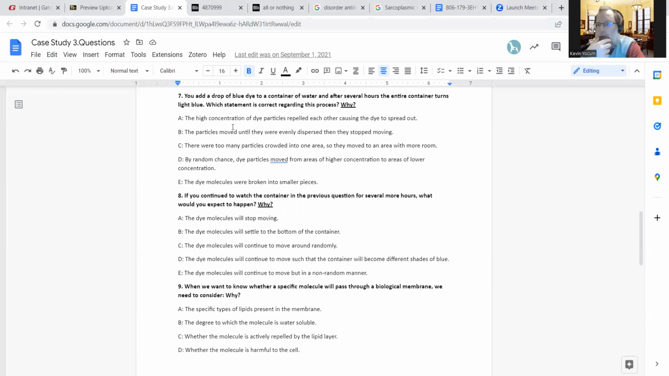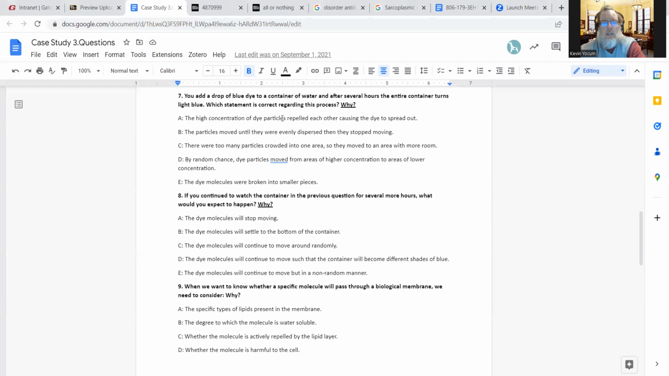You could do that at home if you've got blue food dye or any color food dye in your cupboard. You could take a glass of water, drop some dye in there, and after several hours, the entire container is going to turn blue. Which statement is correct regarding this process? All right, let's see. We've got a couple that maybe kind of make sense and a couple that don't make sense at all, and one that really sticks out.